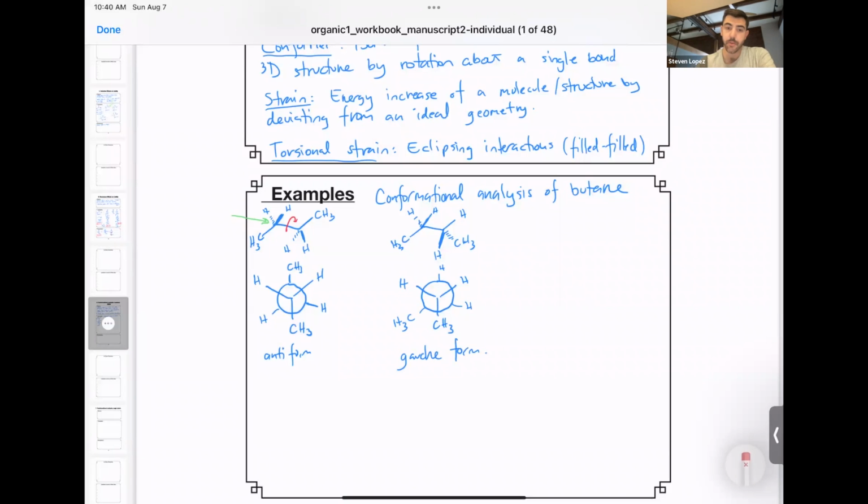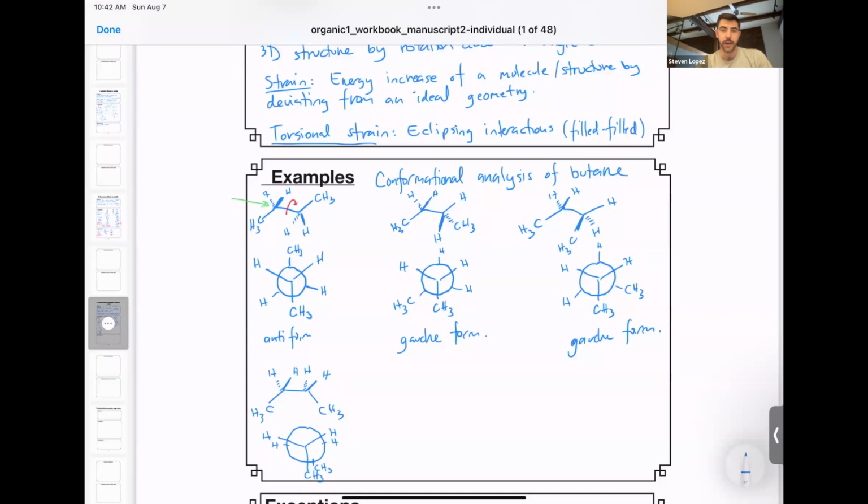We'll analyze the differences between them in a moment, but I just want to go through all these different possible conformations. And then the other one is where we rotate carbon-3 by 120 degrees again. And we translate that into a Newman projection. And one more conformer, which we call the eclipsed conformer, that looks like this. So now let's compare their energies.